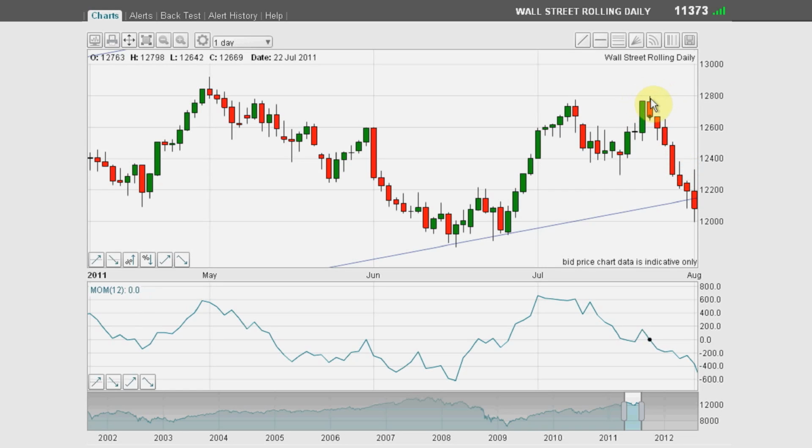But also, this fifth wave here was made on a much lower momentum reading than the third wave momentum reading. So we had a negative momentum divergence. It was very strong at that point. So that was another clue that the market was ready to reverse at that time.